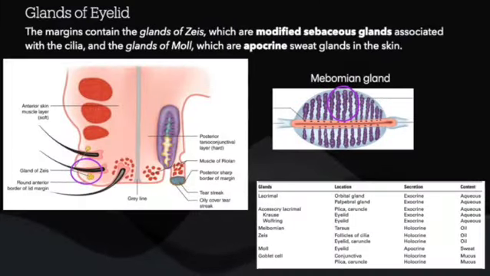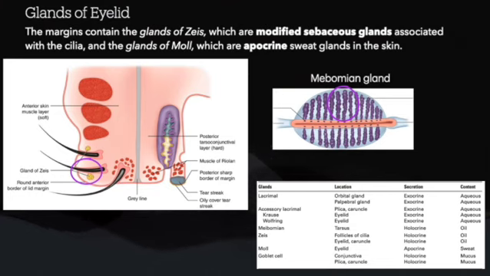Coming to glands of the eyelid, the margin contains the glands of Zeis, which are modified sebaceous glands associated with the cilia, and the glands of Moll, which are apocrine sweat glands in the skin. The glands of Zeis usually consist of a single lobe, whereas in the rest of the body, the sebaceous glands are usually multilobular, and these produce a sebum that keeps the eyelashes from becoming dry and brittle.